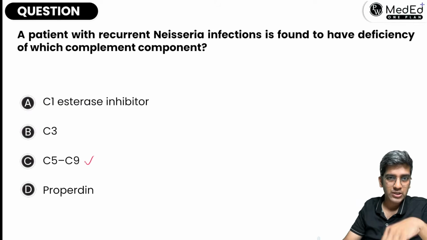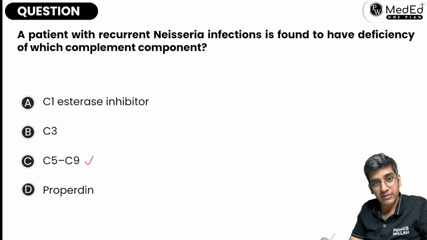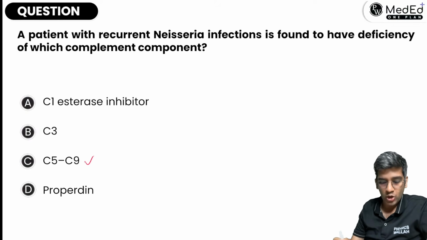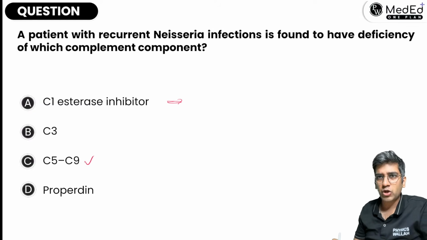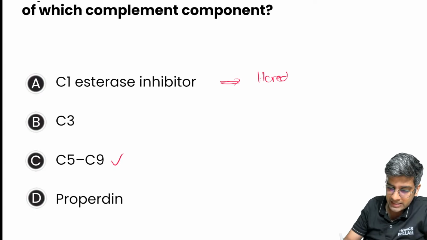of Neisseria infection. See, actually, the option A also will cause a disease. Option D also might cause a disease, right? Option A, I'm not sure if you've heard of the disease. The disease causes hereditary angioedema. That's where you have C1 esterase inhibitor defect, right? Here, this causes hereditary angioedema.